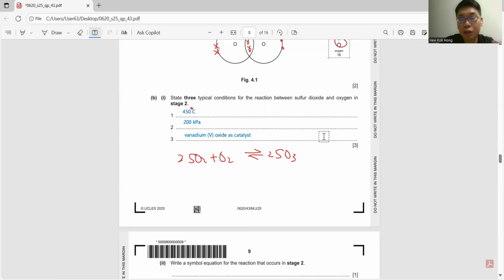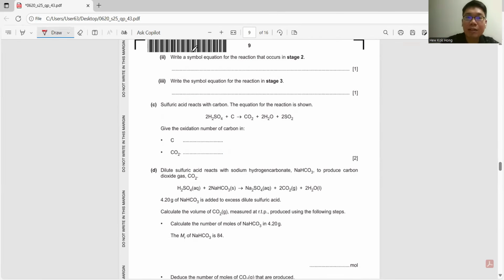So all these 3 conditions correct, then you score full 3 marks. Number 2. Write a simple equation for the reaction that happens in stage 2. So we know sulfur dioxide reacts with oxygen to form sulfur trioxide, and make sure you balance it. Write the simple equation for the reaction in stage 3. So we know sulfur trioxide plus concentrated H2SO4, and then the thing that you form is H2S2O7. So this is the oleum.